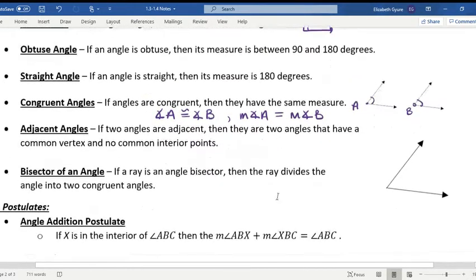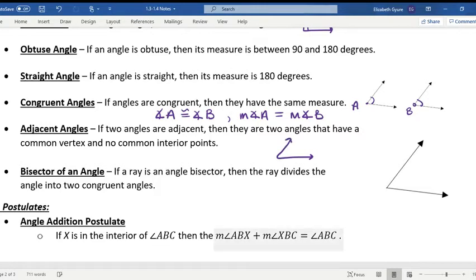Next, we have adjacent angles. If two angles are adjacent, then they are two angles that have a common vertex and no common interior points. So we're actually going to draw a little picture for this. I'm going to draw a little angle here, and then right off of it, I'm going to draw another angle. I'll label these 1 and 2.